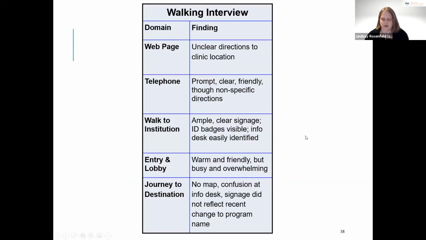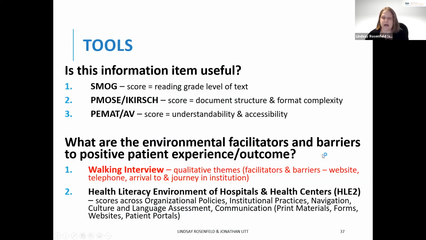So we used the walking interview. Wait, let me just back up here. The walking interview is my favorite first try at thinking about the health literacy environment. And if you haven't used it before, all of these tools are free and accessible online, we should say, and the walking interview as well. All the directions and the step-by-step of how you do this are included in the guide and in the assessment. And then the actual doing takes roughly an hour. It leads you through this exploration of the website, of telephone, as well as the arrival to and the journey in an institution to a particular destination.